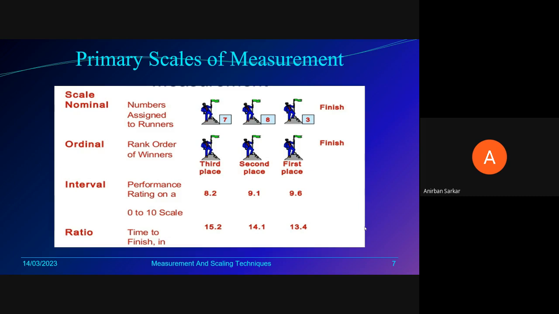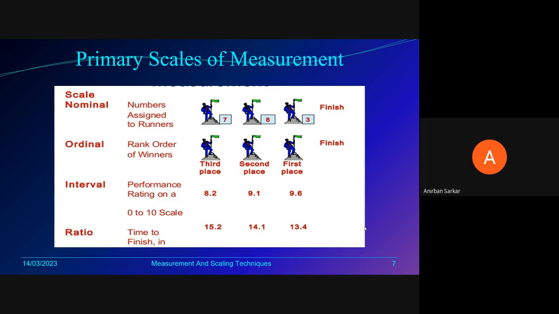So nominal and ordinal data are non-metric data or categorical data, where you can use only a limited number of statistical analyses. That you need to understand. Clear? Now, come to interval and ratio scale data. It is metric data.